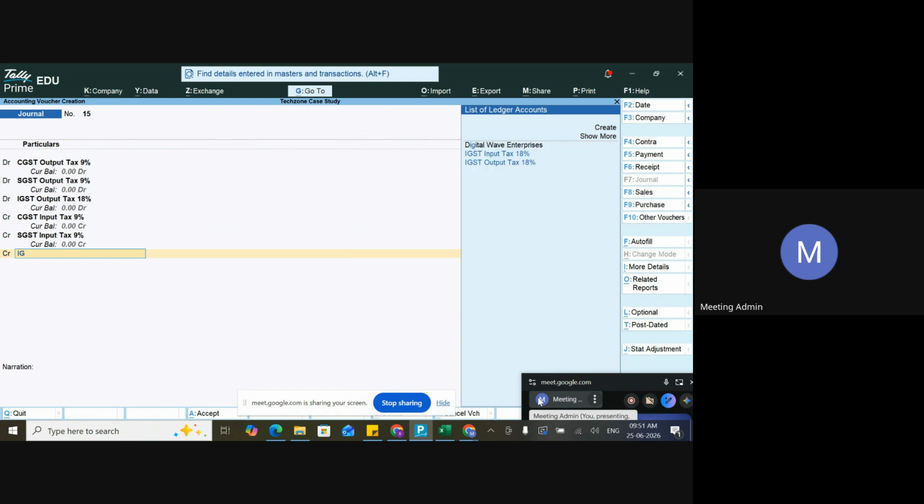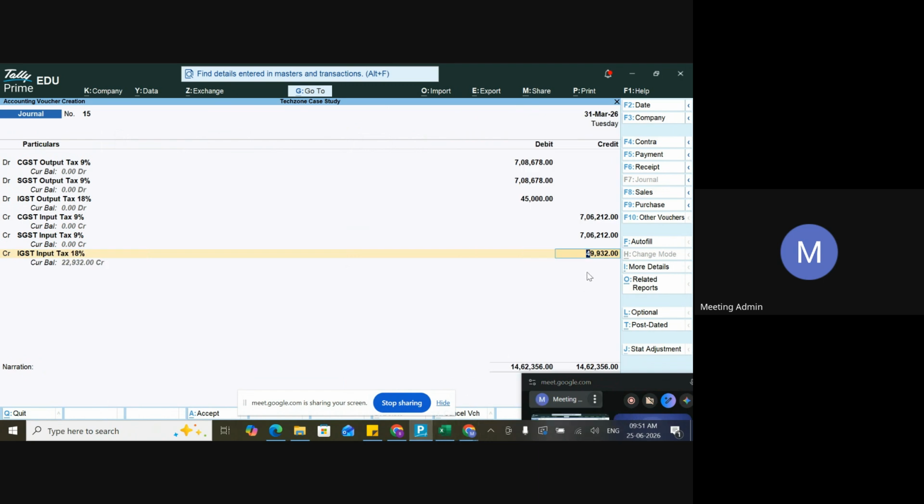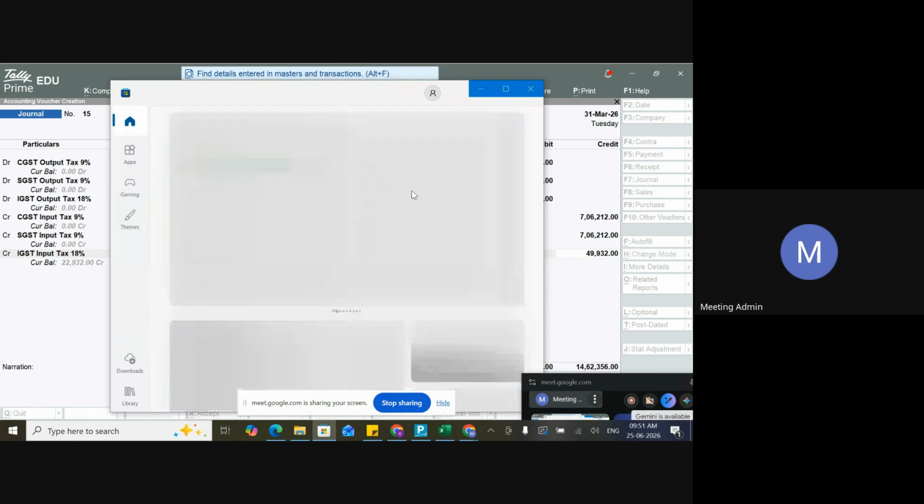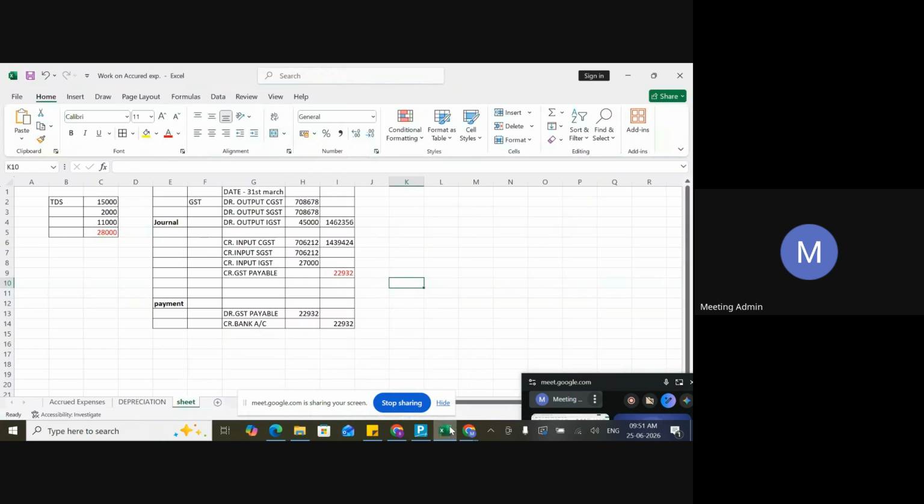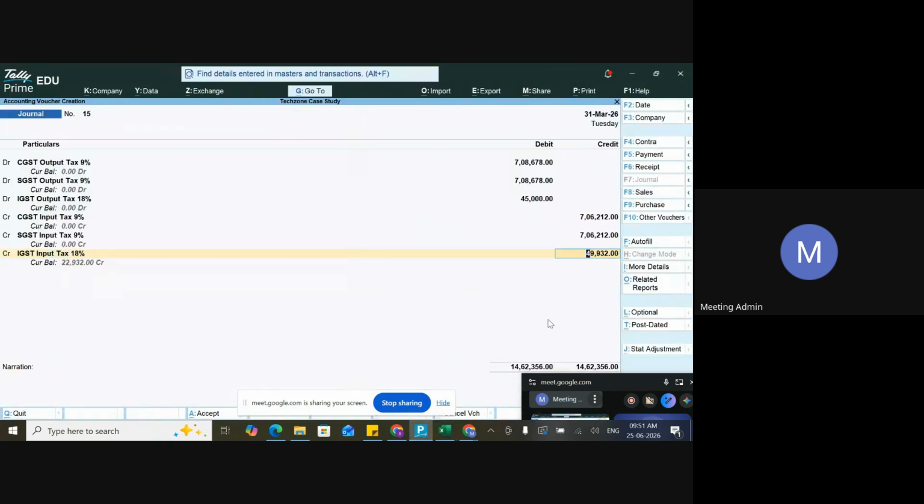Then credit IGST input tax. How much? Why is it showing current balance more here? Because we are adding, right? We are deducting here. So how much is the amount? Amount is 27,000. Okay. Can you see mine? Every balance is 0, 0, 0, 0. Can you see this amount? This should be like this.